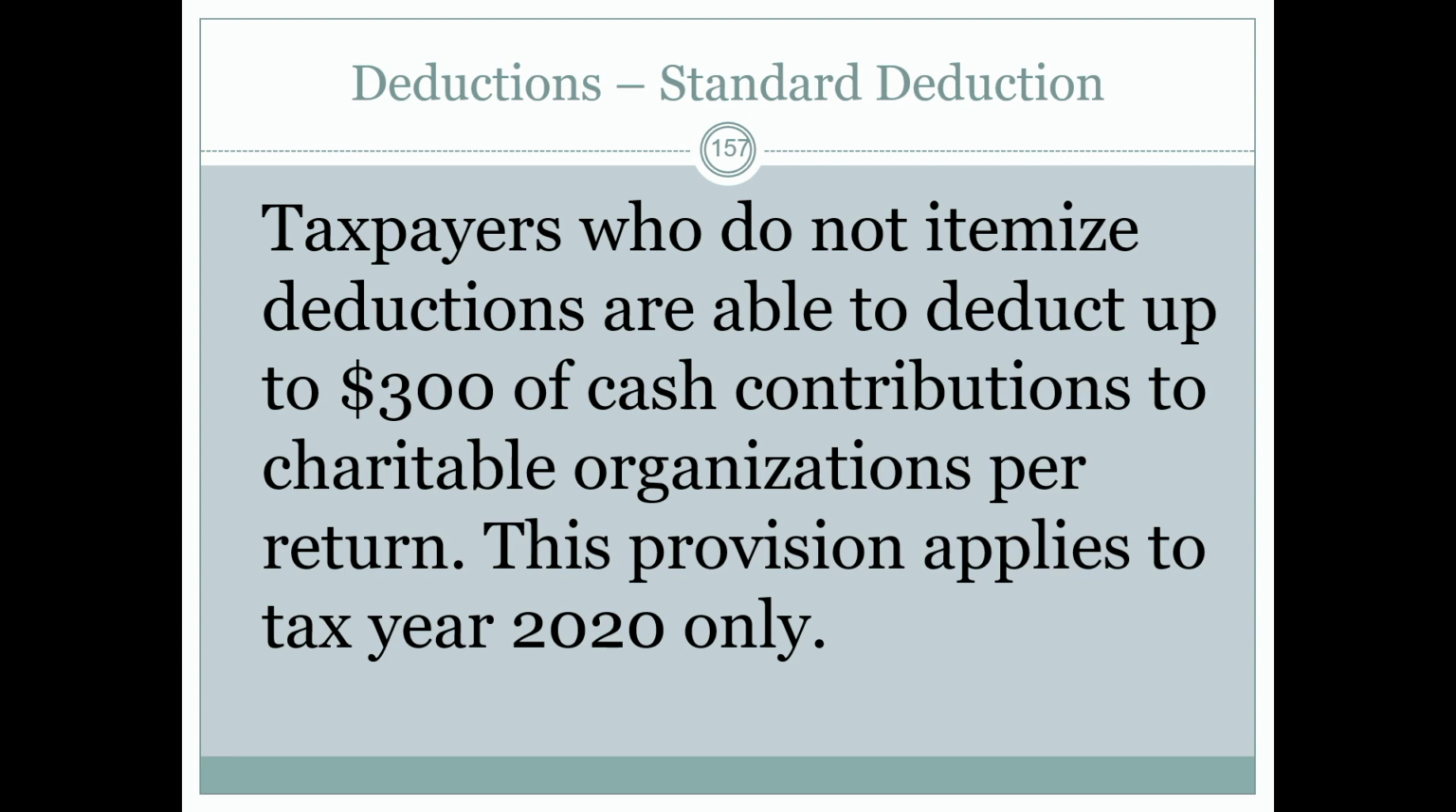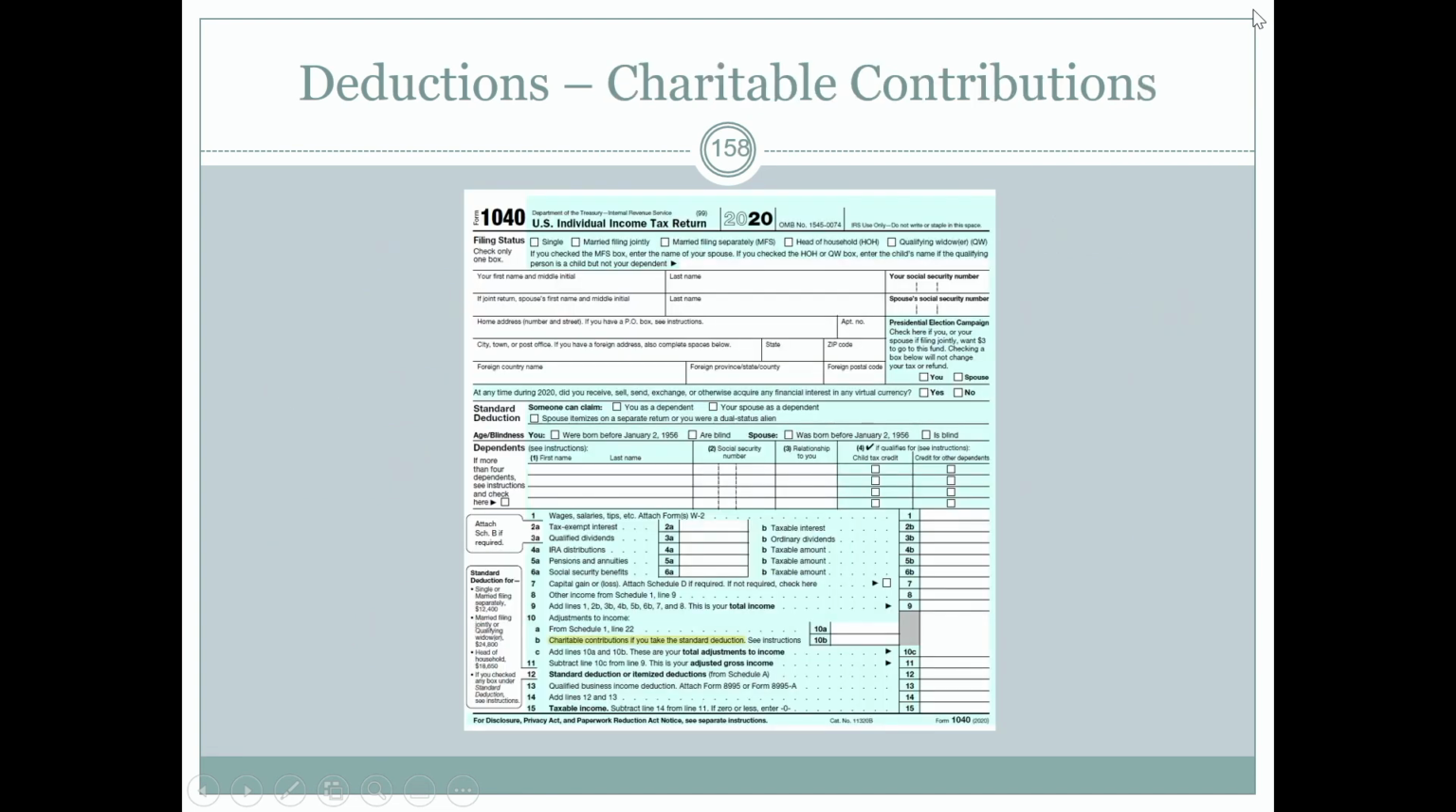But for taxpayers who do not itemize deductions, because of the CARES Act, they are now able to deduct up to $300 of cash contributions to charitable organizations per return. This provision only applies to tax year 2020. That would be entered on line 10b of the 1040.